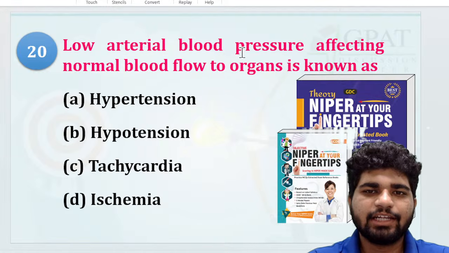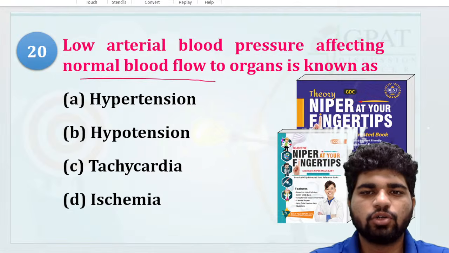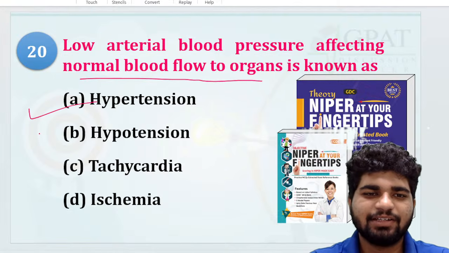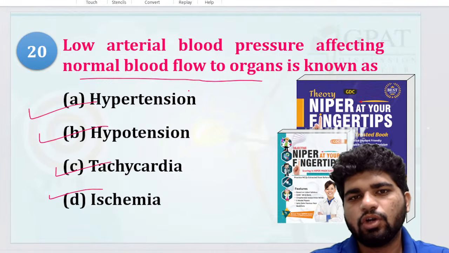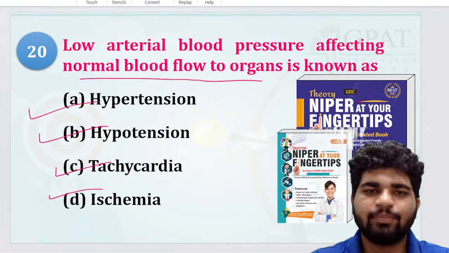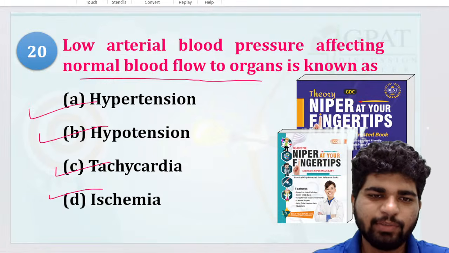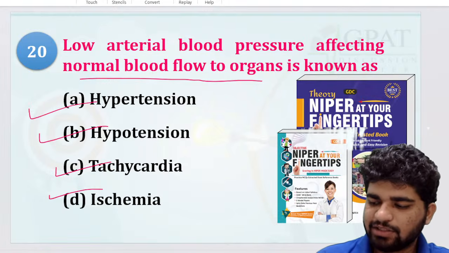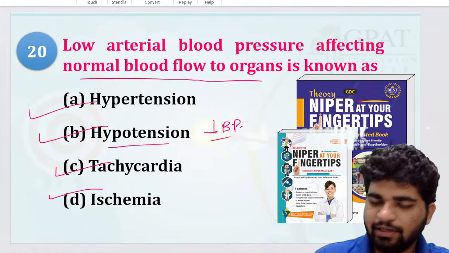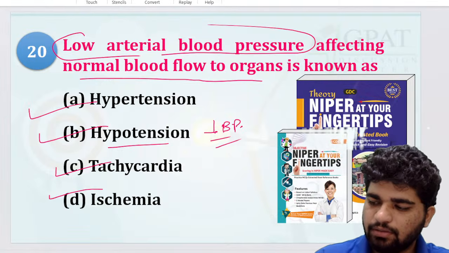Now, low arterial blood pressure affecting normal blood flow to organ is known as hypertension, hypotension, tachycardia, or ischemia. What's that? If obviously blood pressure is low, then what will happen? Obviously, it would be your hypotension only. Hypotension is nothing but decreased BP. And decreased BP, when will it happen? Whenever there is a low arterial blood pressure. Simple.